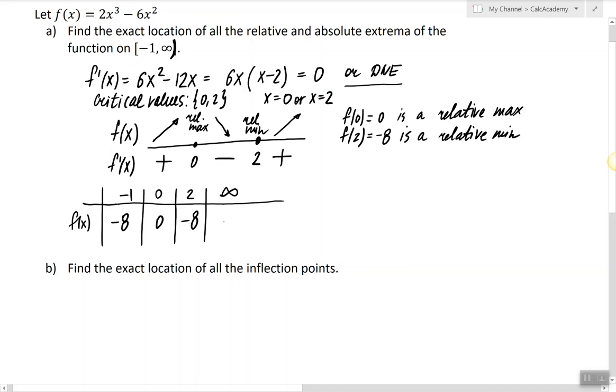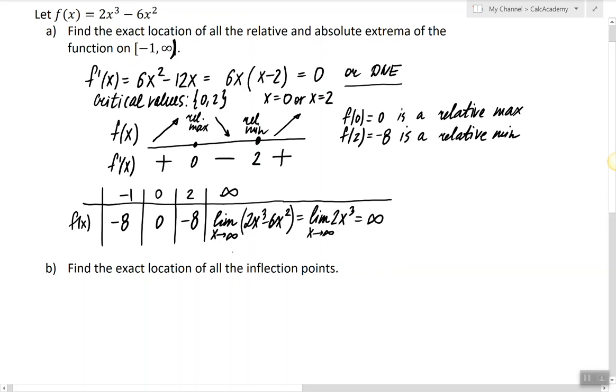And f of x at infinity cannot be evaluated, but instead we find the limit of this function. So the limit of a polynomial at infinity is just the limit of its leading term, and this power function with a positive leading coefficient goes to infinity as x goes to infinity. So the original function also goes to infinity.